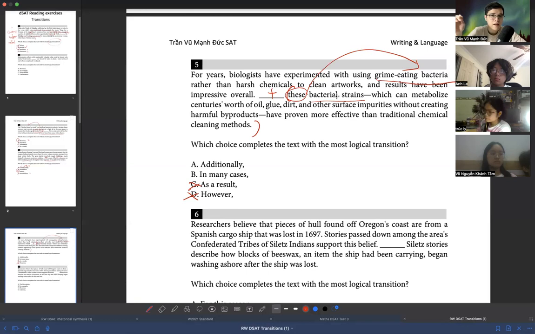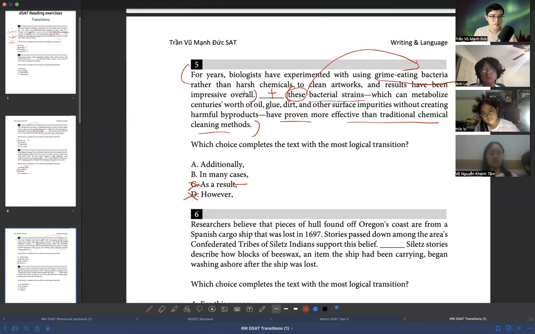But if I use "in many cases," it means that I'm supporting the aforementioned information with some specific examples, some specific cases. So these bacteria have proven more effective than traditional chemical cleaning methods, meaning that I'm just reusing, recycling the aforementioned sentence to make it clearer. I'm not providing any unmentioned additional information. I'm just reaffirming, making clear the previous sentence. So "additionally" won't be correct in this case.